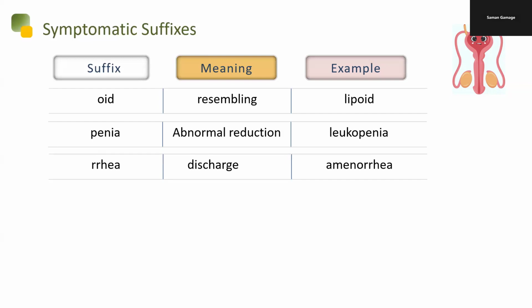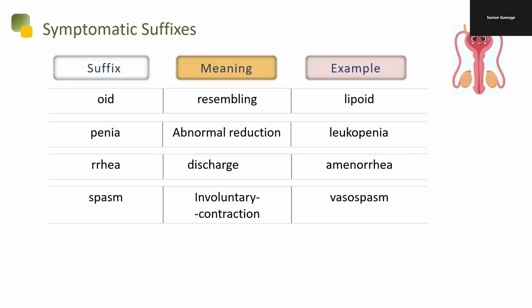Rhea is discharge. Amenorrhea, absence of menstruation. Spasm is involuntary contraction. Contraction happening without your knowledge and you don't have any control over it. Vasospasm is spasm of blood vessels, or involuntary contraction of blood vessels. So you cannot contract and relax blood vessels at will. It happens involuntarily.